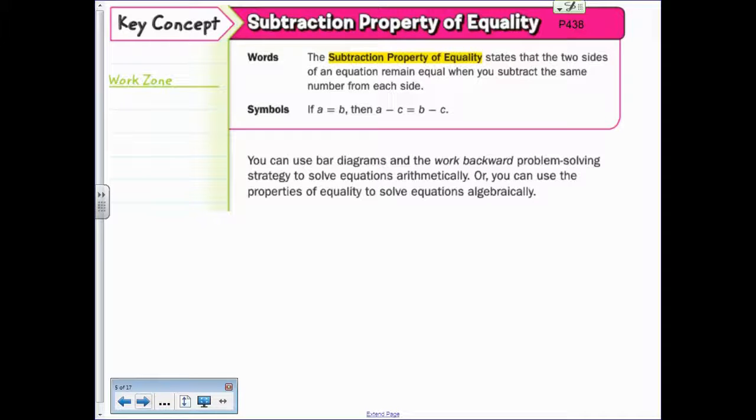from each side. So you need to think of an equation and the equal sign like the tip of a scale, where we want to keep things on one side of the equation equal to things on the other side of the equation. We want them to be weighted equally. And I didn't draw that very well. I should have drawn it like that.